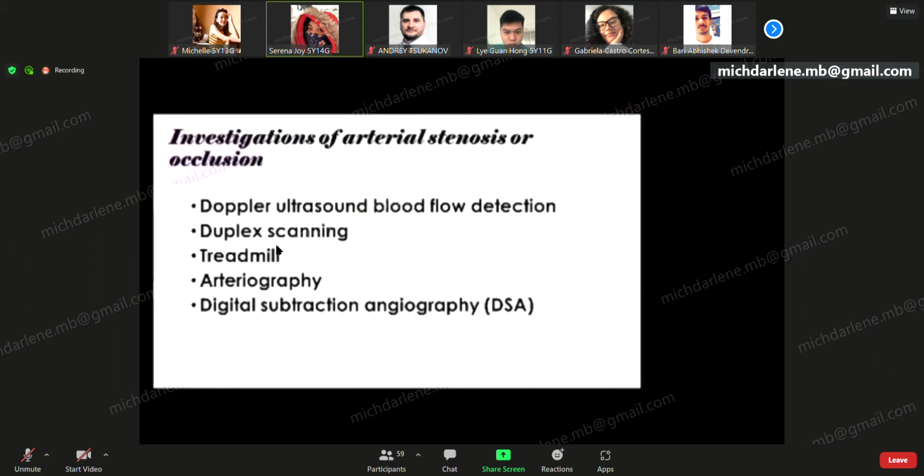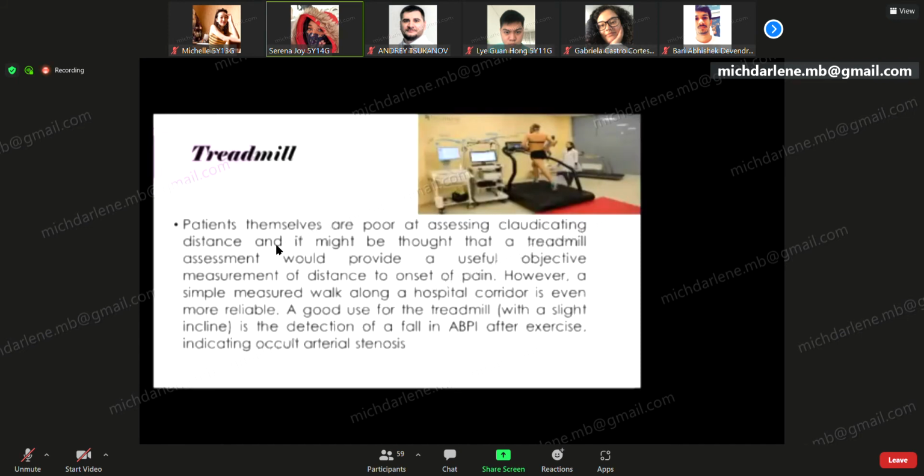So, investigations of arterial stenosis or occlusions: Doppler ultrasound, blood flow detection, duplex scanning, treadmill test, arteriography, and digital subtraction angiography. Treadmill test. Patients themselves are poor at assessing claudication distance, and a treadmill assessment would provide a useful objective measurement of distance of onset.